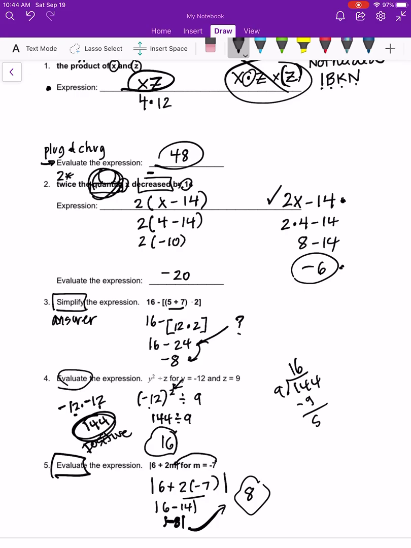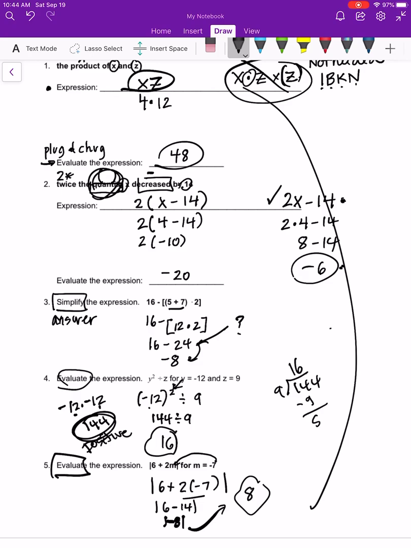So you really need to look at these. You need to see what you did wrong. I did marking right on your quiz. So check it out, and learn from your mistakes.